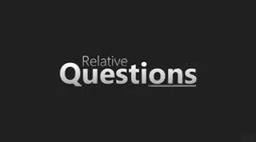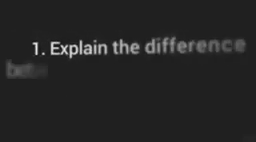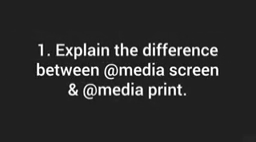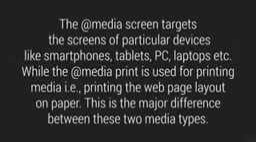Now let's talk about questions. So explain the difference between media screen and media print. So media screen targets the screens of particular devices like smartphones, tablets, PC, laptops, or any for that matter. Whereas the @media print is used for printing media, that is printing the web page layout on a paper. This is the major difference between these two media types.